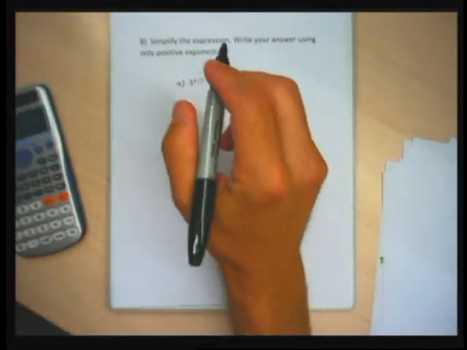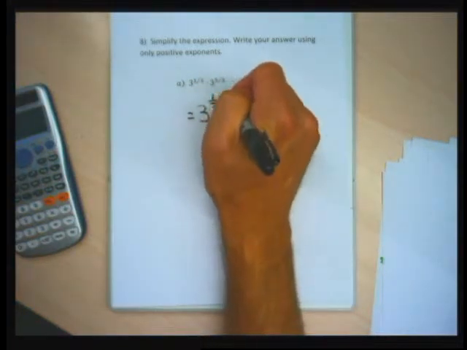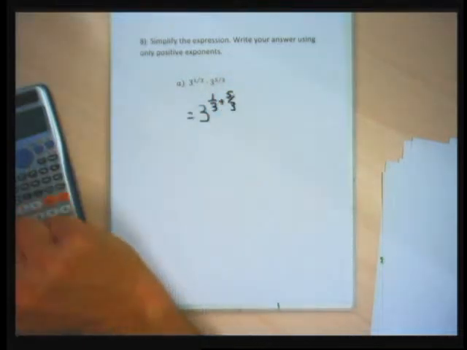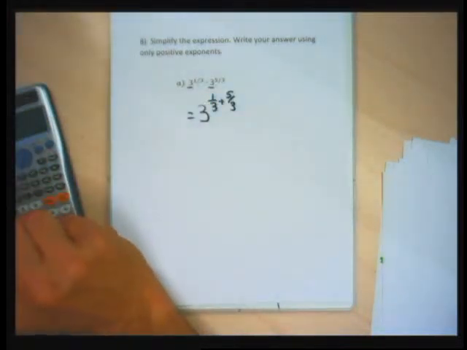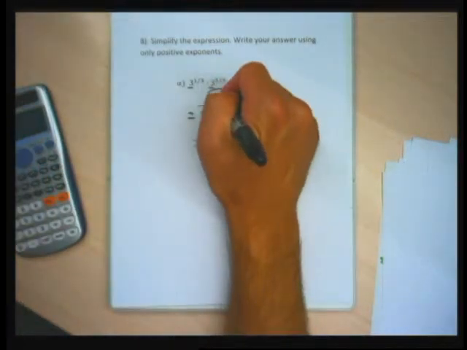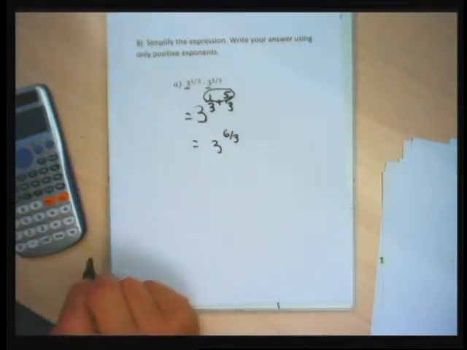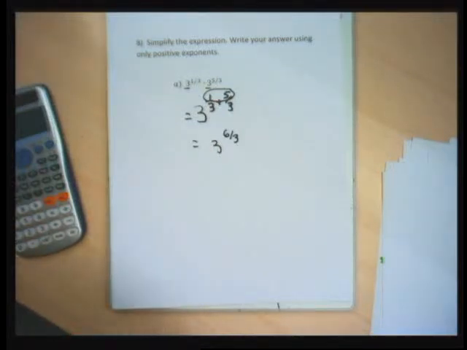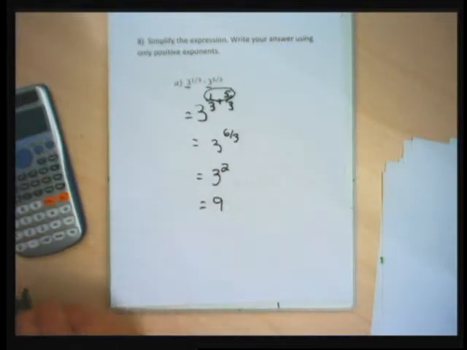Number 8 wants me to write it with positive exponents only. Part A, because it doesn't have letters, I could do this on my calculator. I'll do it by hand first. I'm multiplying two things that have bases of 3. And when you're multiplying with like bases, you add the exponents and don't change the bases. To add the exponents, because they're fractions, I'm just adding the numerators of the fractions. So this is going to be 3 to the 1 plus 5 over 3, or 3 to the 6 thirds. 6 thirds is 2, so this whole thing reduces to 9.